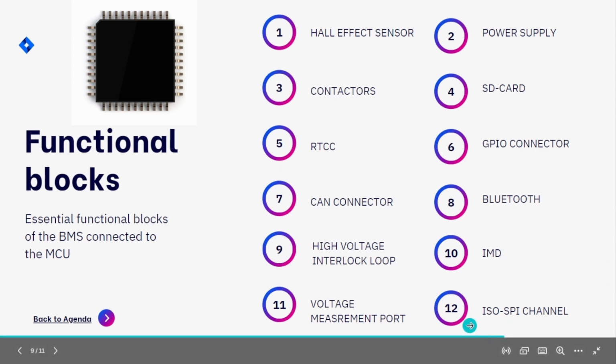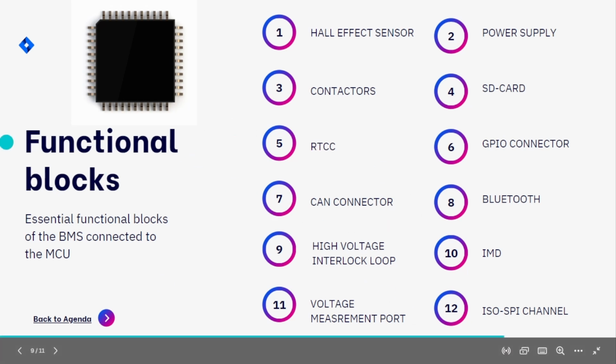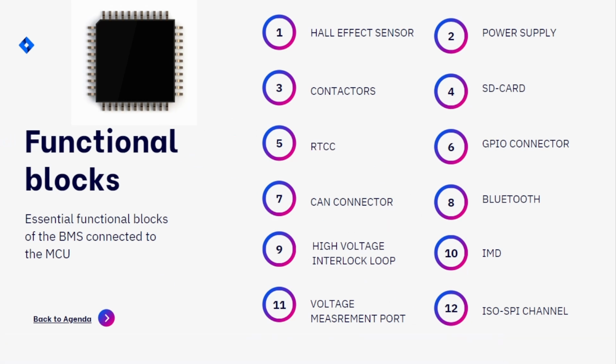So next one is the ISO SPI channel. This also comes from the communication protocol. The ISO SPI channel is meant for internal communication between master and slave. That means the master is the control circuit and the slave is the sensor circuit. So these are all the functional blocks in a microcontroller for a battery management system.